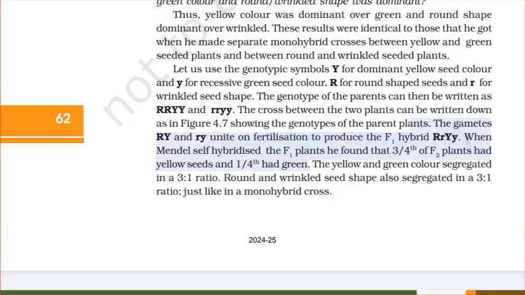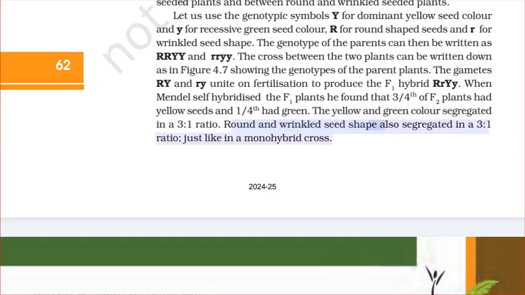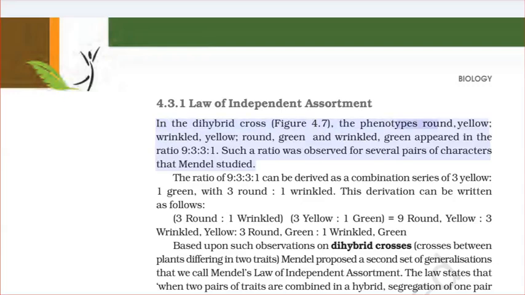When Mendel self-hybridized the F1 plants, he found that 3/4 of F2 plants had yellow seeds and 1/4 had green. The yellow and green color segregated in a 3:1 ratio. Round and wrinkled seed shape also segregated in a 3:1 ratio, just like in a monohybrid cross. In a dihybrid cross, the phenotypes round yellow, round green, wrinkled yellow, and wrinkled green appeared in the ratio 9:3:3:1. Such a ratio was observed for several pairs of characters that Mendel studied.